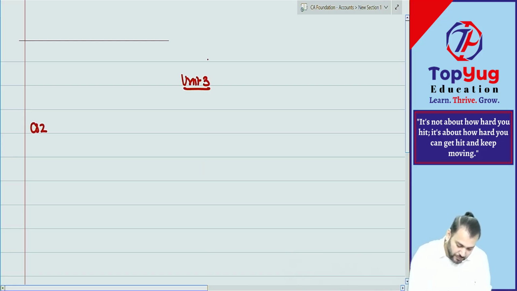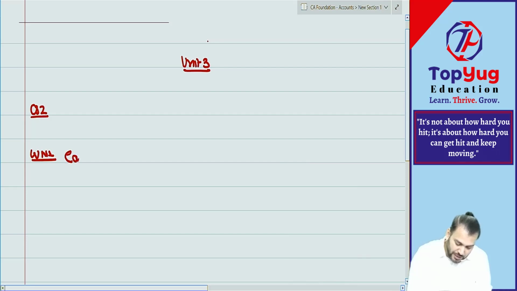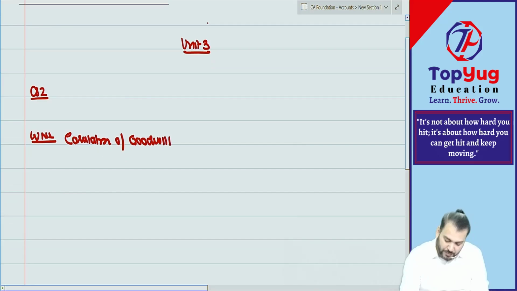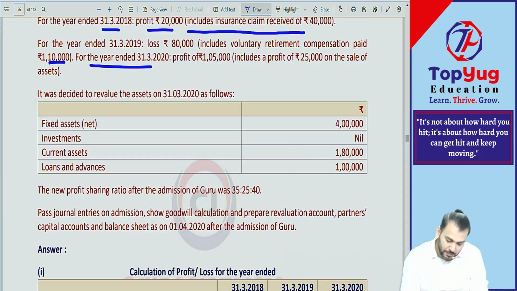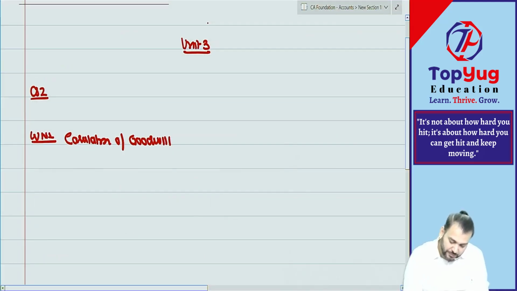Question number 2. Only one thing will do: calculation of goodwill. The balance you can do on your own. The first calculation is of goodwill. How many years have they given? 3 years. They have given 31st March 2018, 31st March 2019, 31st March 2020. How much profit have they given?